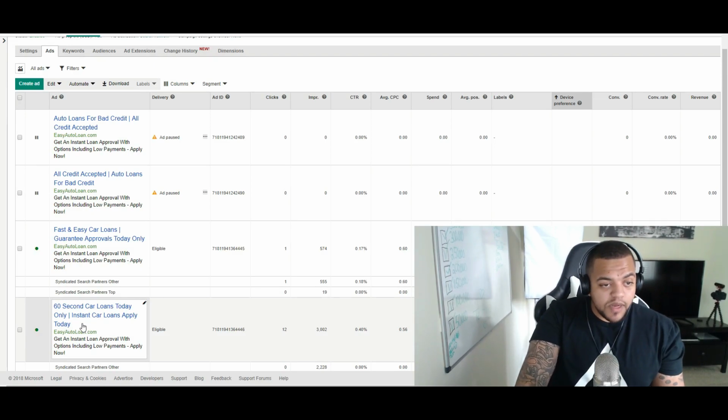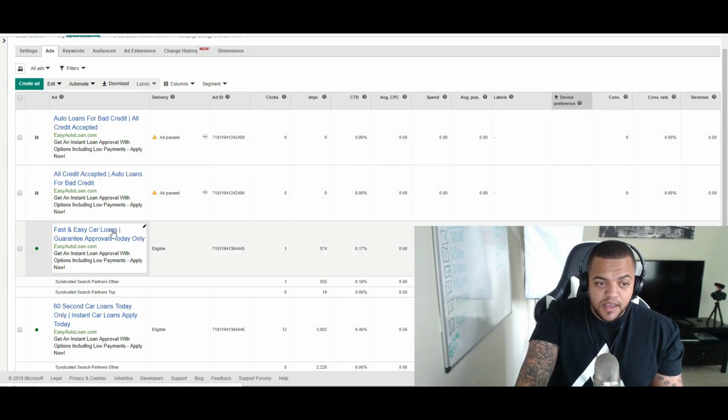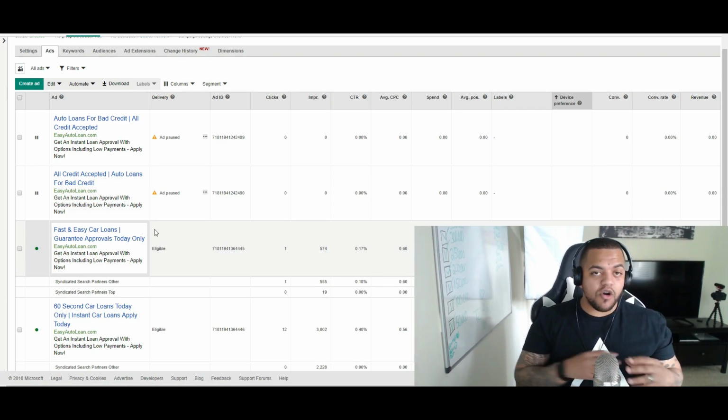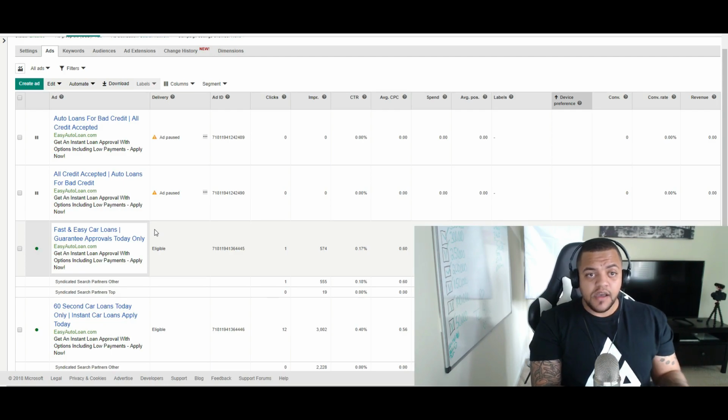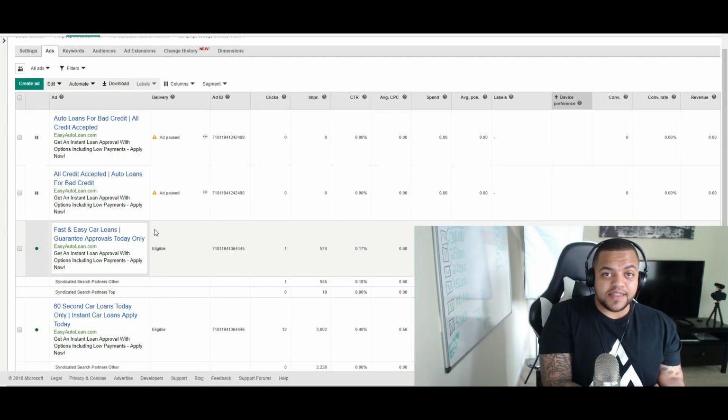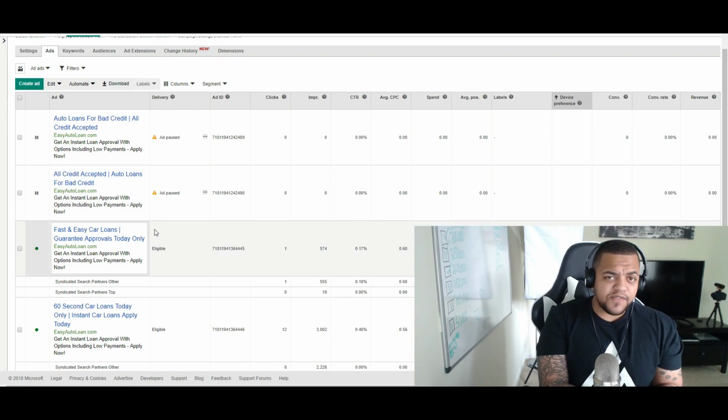Now, I didn't make too many changes, but I knew this old ad group was not working, so I also made a new variation. Fast and easy car loans, guaranteed approvals today only. So I want them to know that they are a new prospect coming to Bing, coming to Yahoo, and I want them to know that the deal is only today to get a car loan. So I'm trying to give that scarcity in the actual ad group.